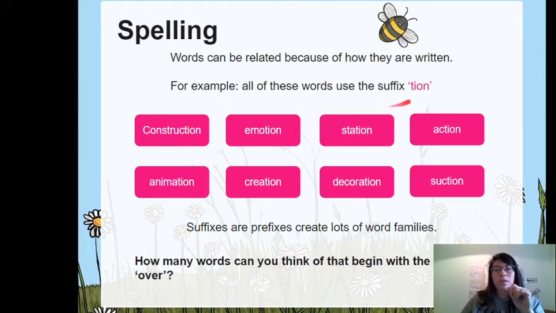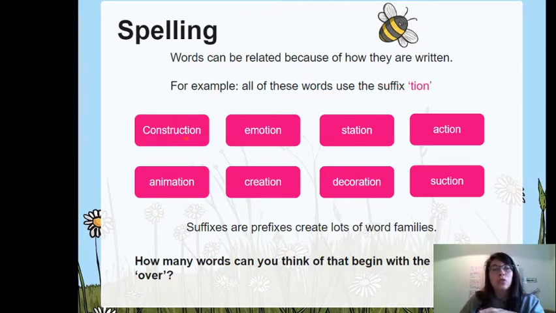We have the word suffix and we have the word prefix. So all of these words use the suffix "tion," which means that they all end in that. So a suffix is how a word ends.